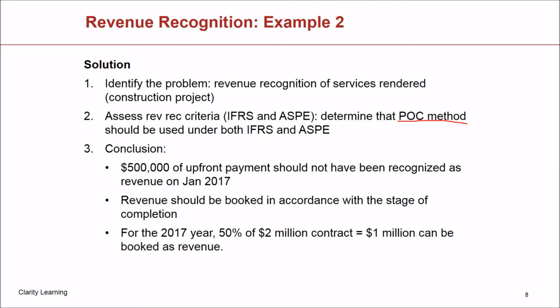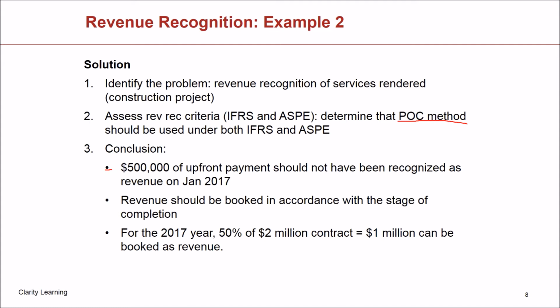And so to conclude, the $500,000 of cash that was paid up front to Oxford Properties should not have been recognized, since under accrual accounting, revenues can only be recognized when the services were actually rendered. And services aren't rendered until starting at the earliest July 1st, 2017, since the contract started June 30th, 2017. So we know $500,000 should not have been booked.